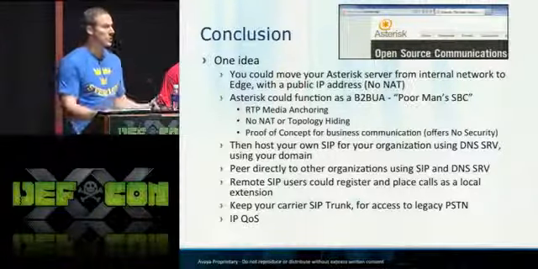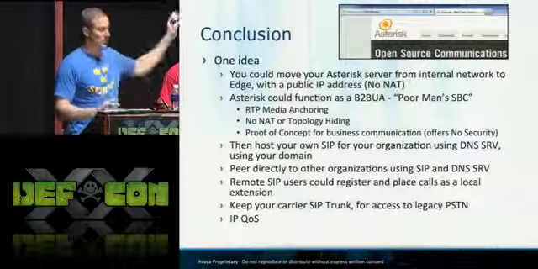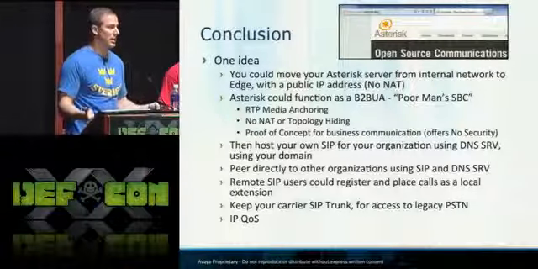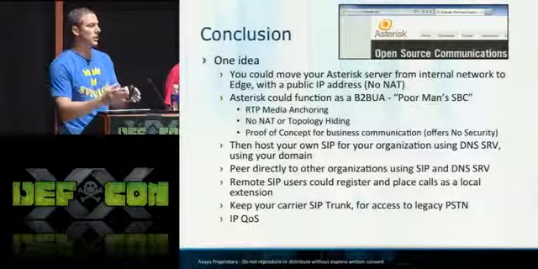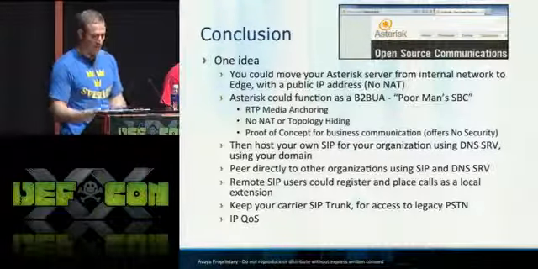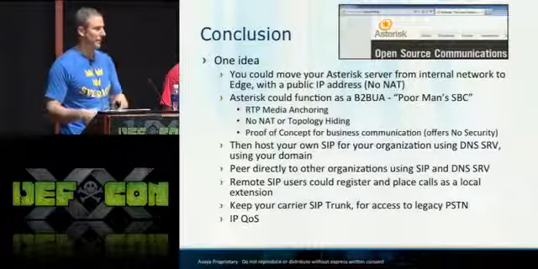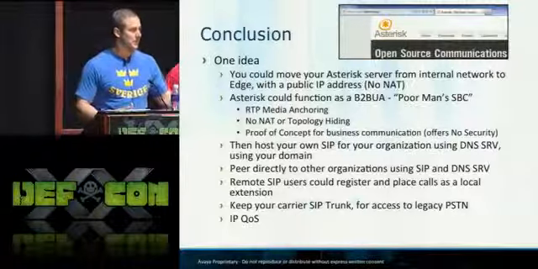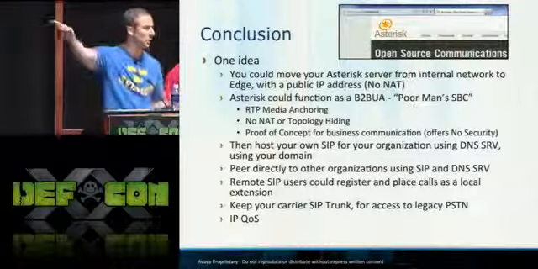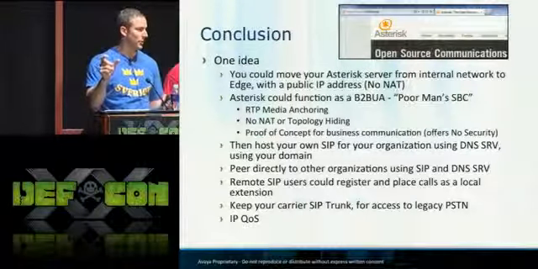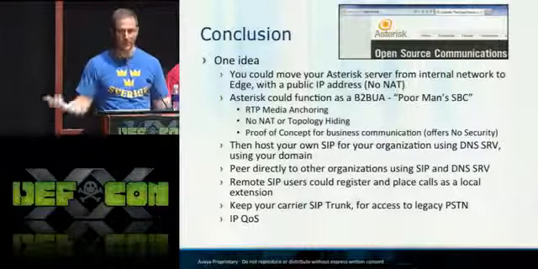Since we're vendor agnostic, we're only talking about open source solutions for this SBC. There are other solutions out there, but that's the way this works. Asterisk could function for your organization for $20 a month. You could use a Linode and host your own VoIP for your organization, exactly like what we did. You can have all your desktop phones be SIP on your internal network, register to your SBC, and peer with other companies. You can also use your smartphone, using DNS SRV, to register to your SIP server and place calls to other people on their smartphones.